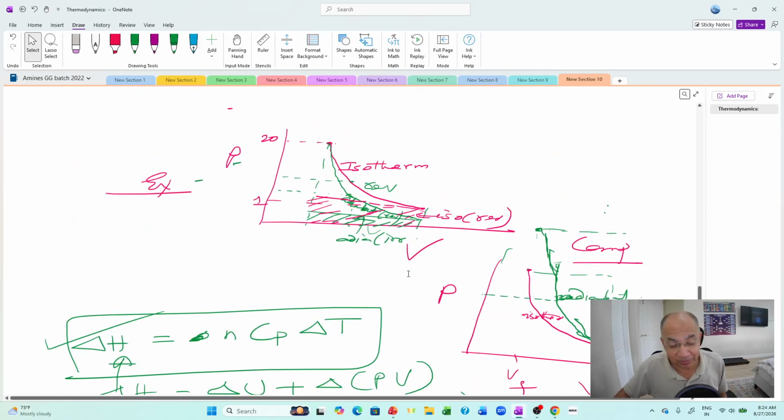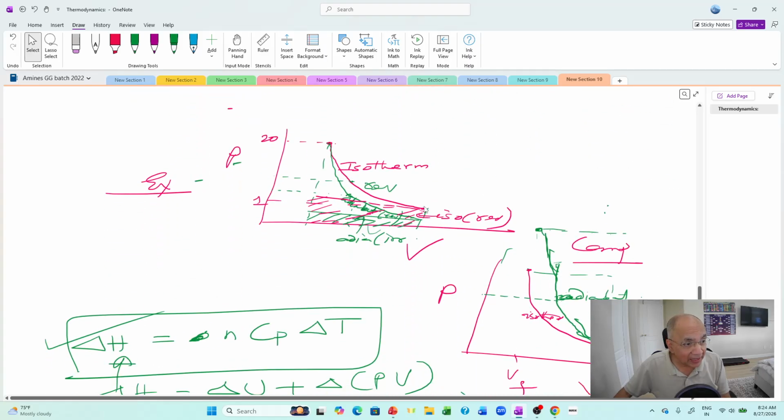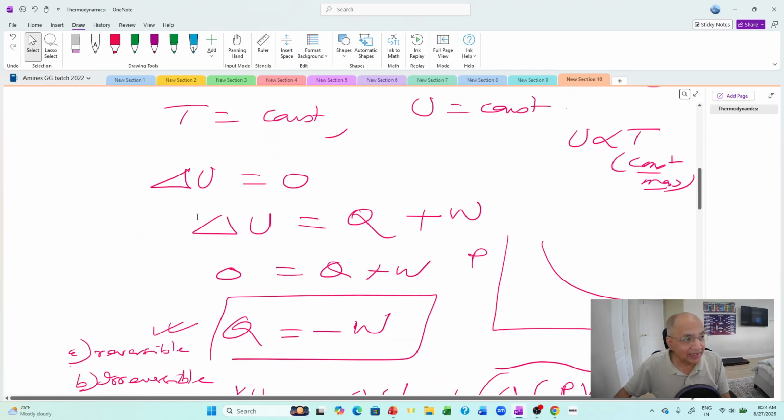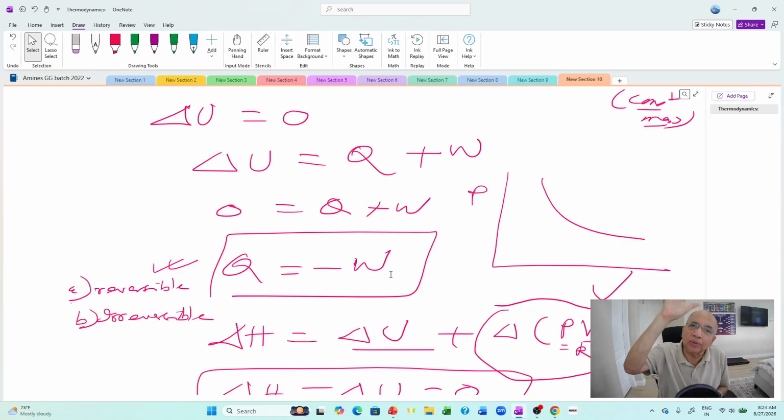I have to revise. Now in isothermal process, the internal energy doesn't change. Del U is equal to 0. So from first law, Q is equal to minus W. That is, whatever heat is absorbed, it is used in expansion work. No change in internal energy, so temperature remains same.